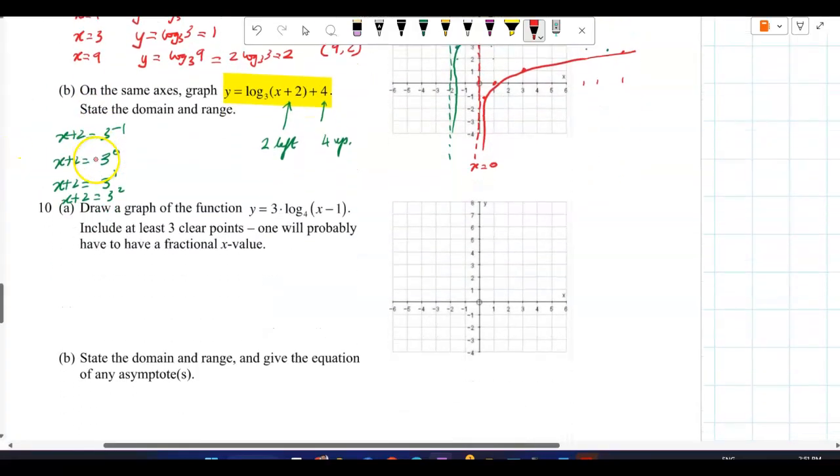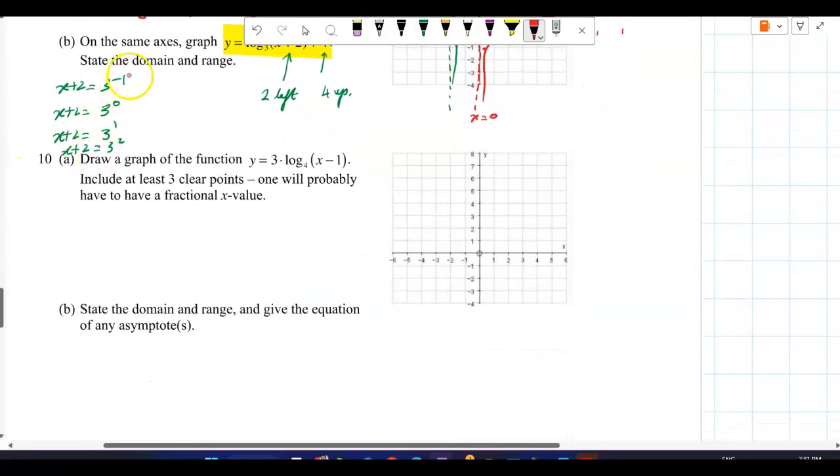Correct? Yeah. So basically this will become your x values, minus 1, 0, and 1, so it can cancel, right? You cancel. Now how do you do this? Draw a graph of this. Come on. So one of them will probably have a fraction value of x. So what are the values?